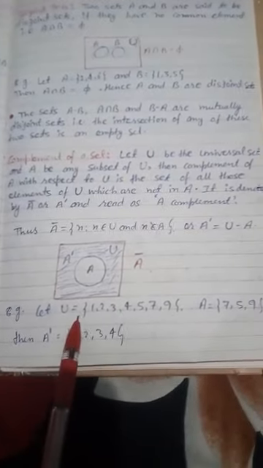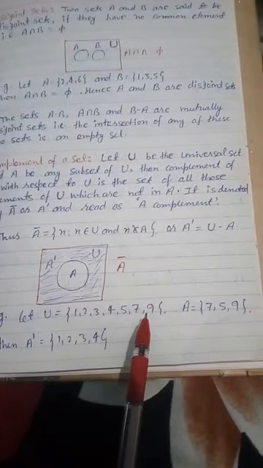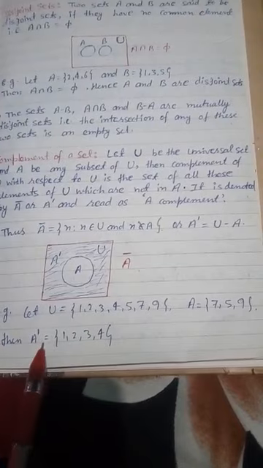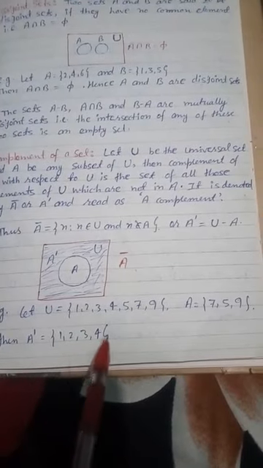For example, suppose U equals 1, 2, 3, 4, 5, 7, 9. A equals 7, 5, 9. Then the complement of A is 1, 2, 3, 4. It means all elements of U which are not in A. The set of these elements is known as the complement of A.